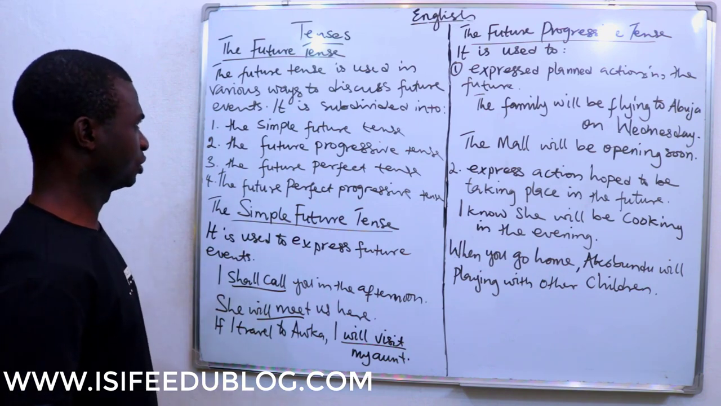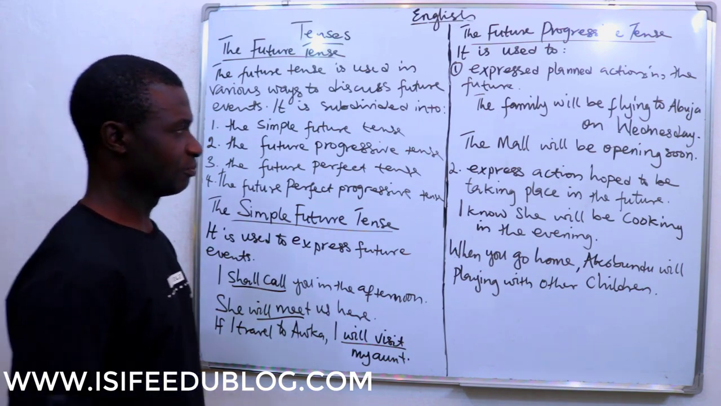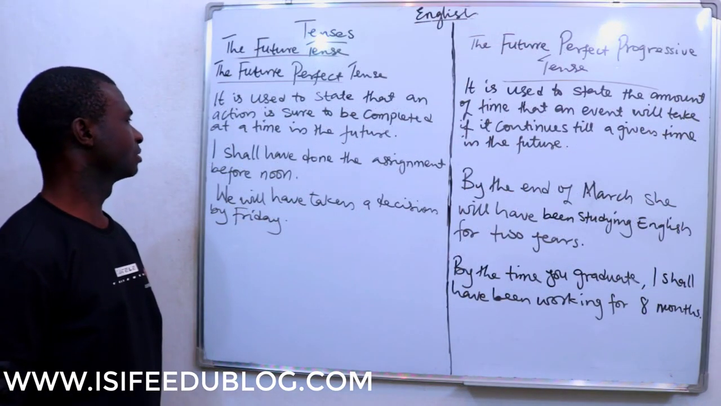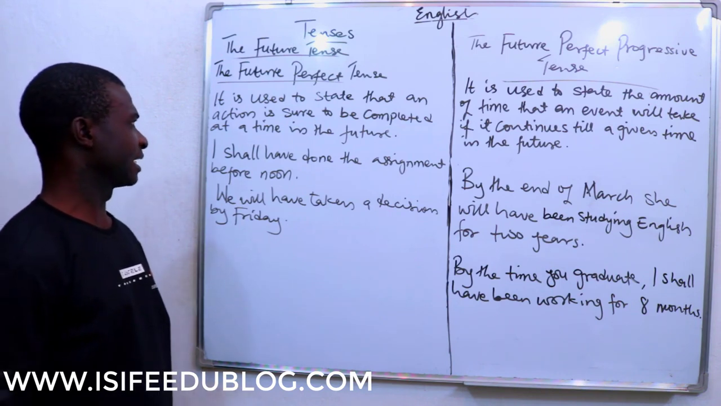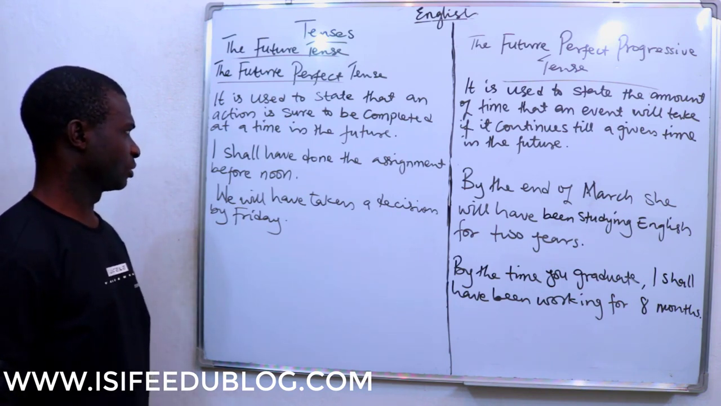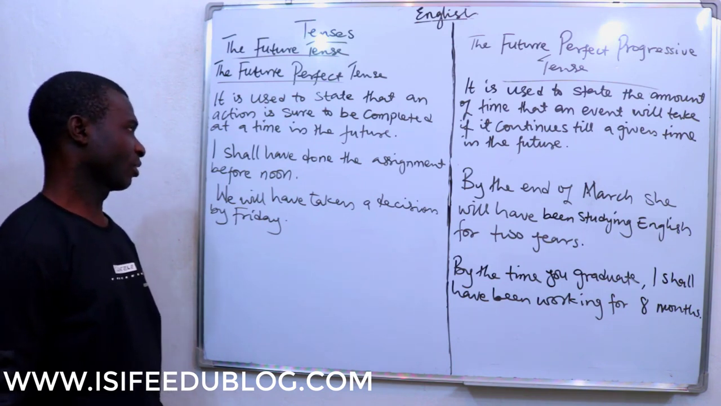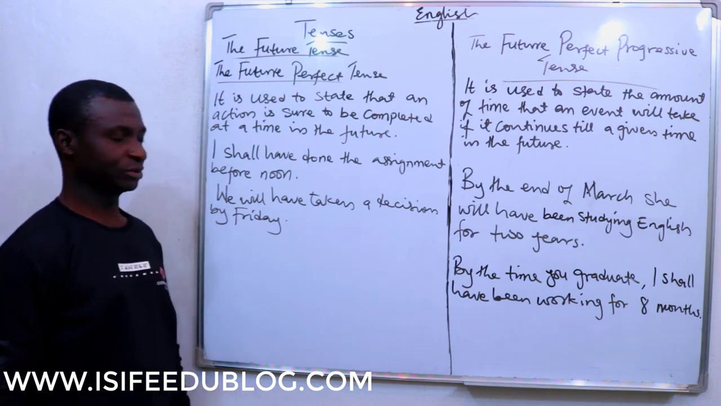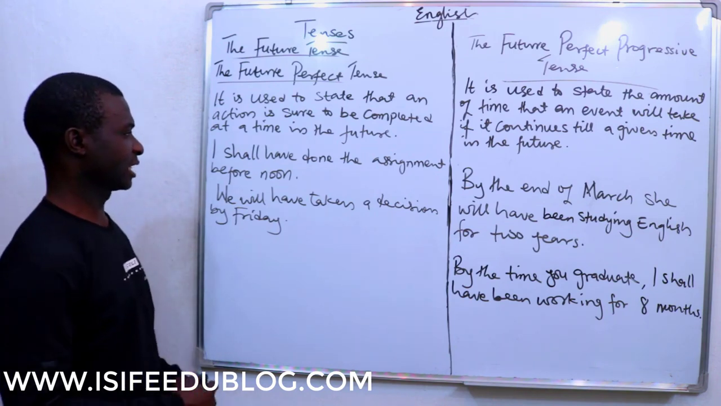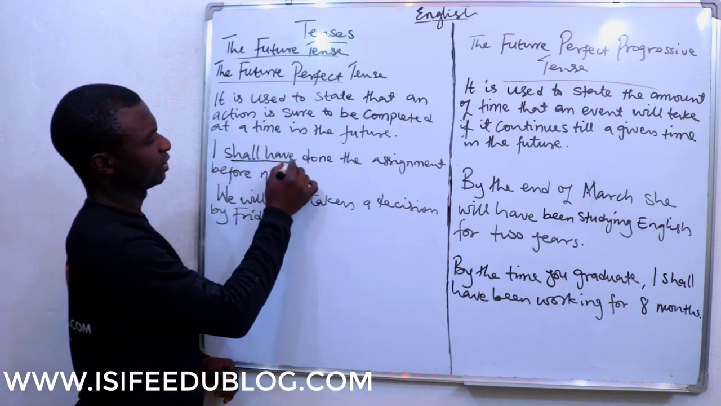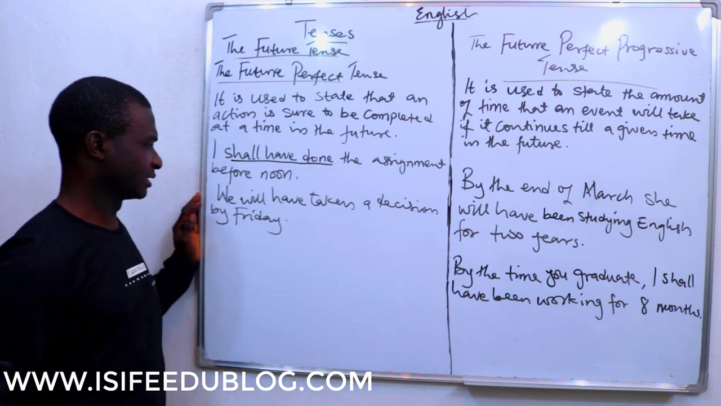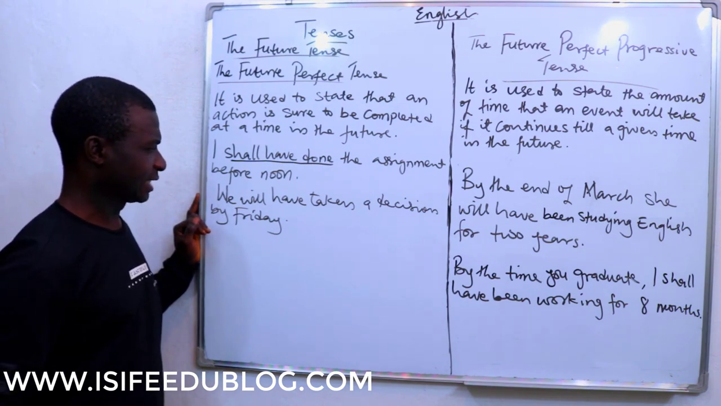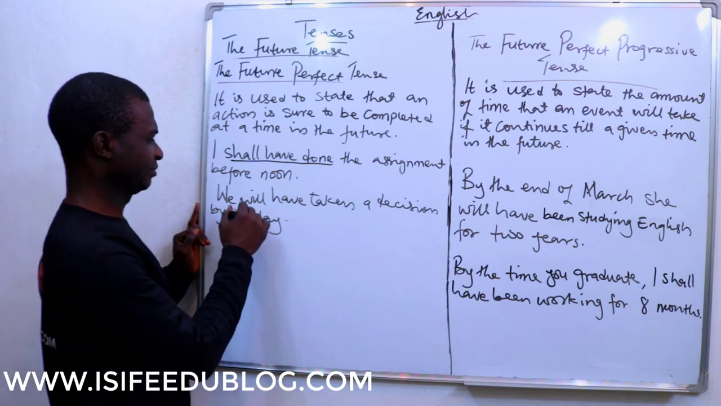We will continue with the future perfect tense. The future perfect tense is used to state that an action is sure to be completed at a time in the future. Alright? I shall have done the assignment before noon. Future perfect tense. We will have taken the decision by Friday.